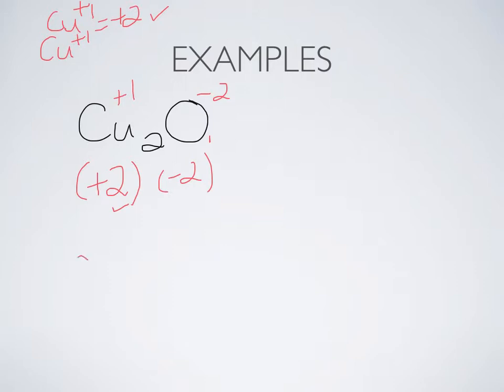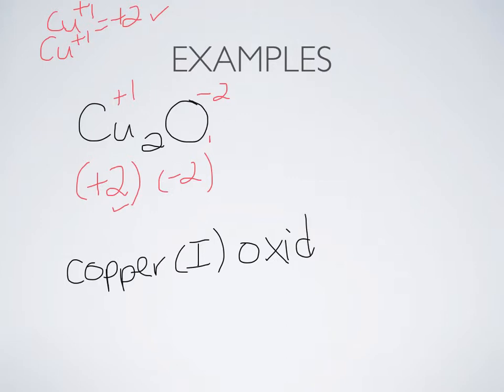So then I can write copper, 1, oxide. Again, I can find this from my anions list.